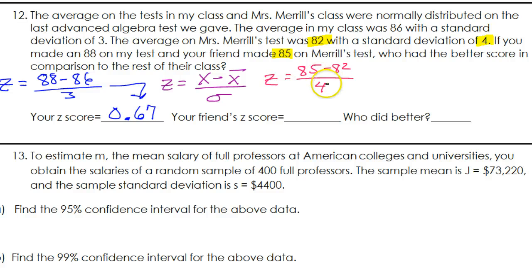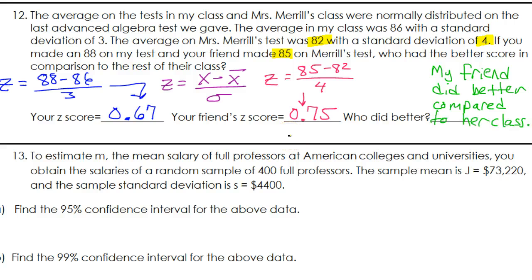Okay, so there we have it set up, and that gives your friend a z-score of 0.75. So obviously your friend did better compared to her class, because she has the higher z-score. Specifically, she did 0.75 standard deviations above her class average, whereas you only did 0.67 standard deviations above your class average.